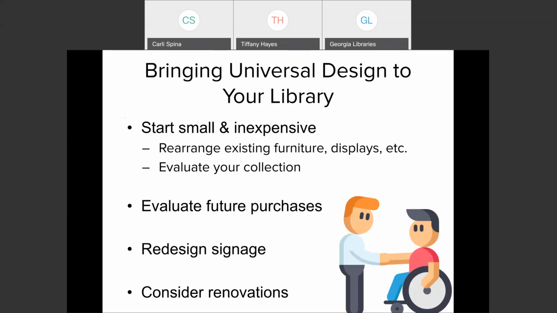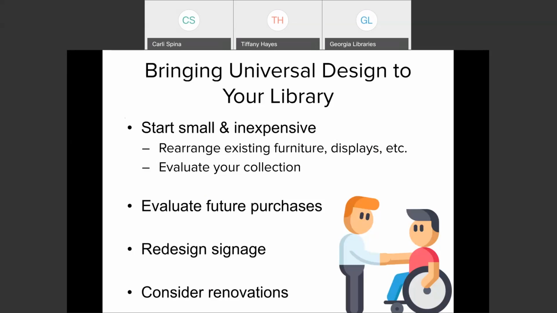You should really be thinking about it yourself from your expertise as a librarian and your expertise as knowing your community, to really push the architects to make sure that when you do renovations, whether they're big or small, they're meeting the needs of the widest number of people possible.